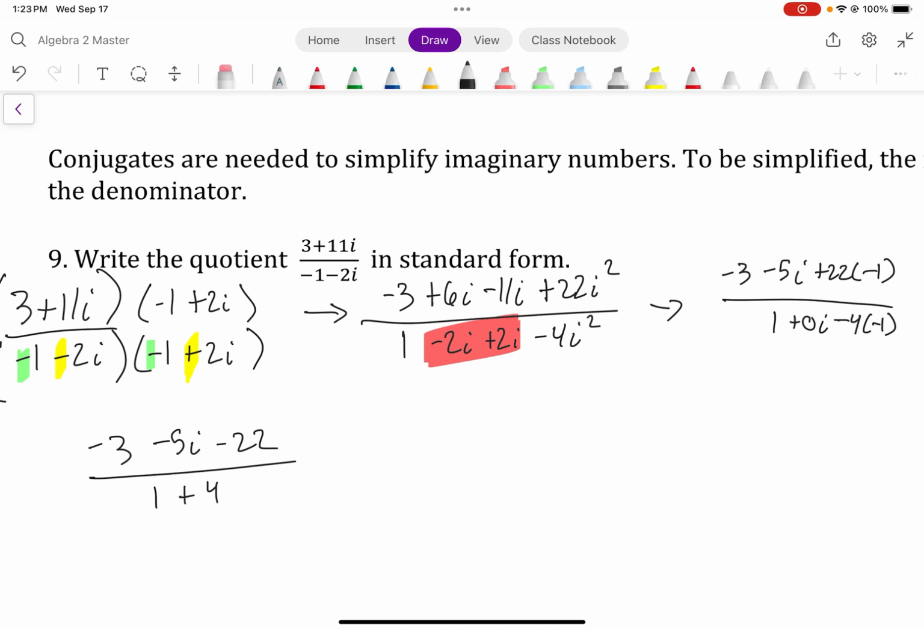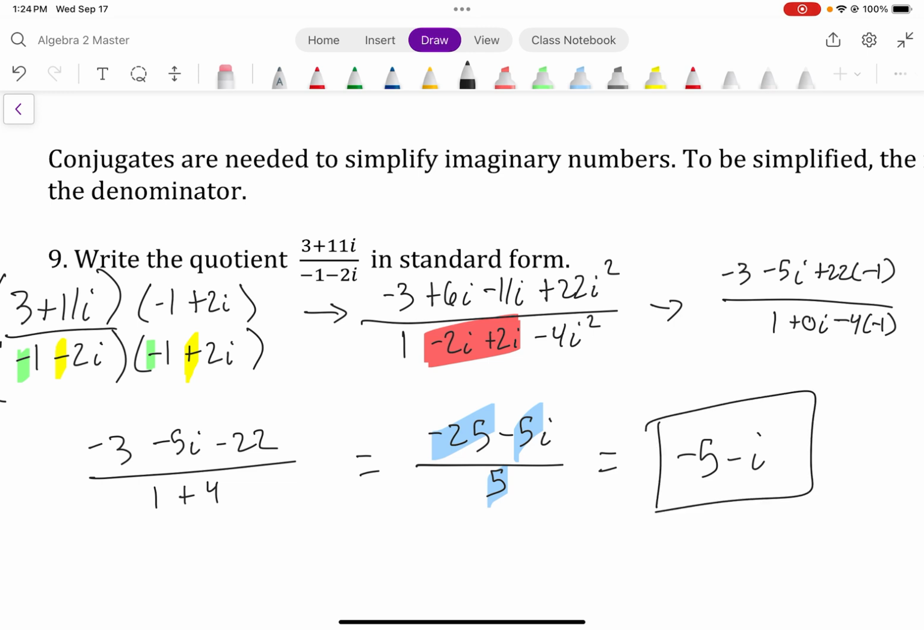So to be in standard form, the top part, I need to have a real and then the imaginary. So -3 minus 22 is going to be -25 minus 5i. On the bottom, 1 plus 4 is 5. This is standard form, but it's not simplified all the way because these coefficients can be divided by 5. -25 divided by 5 is -5. -5i divided by 5 is -i. My final answer is just -5 minus i.